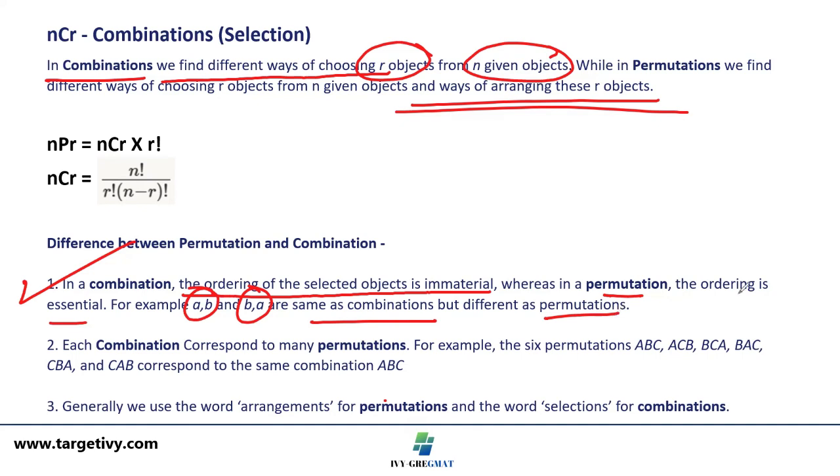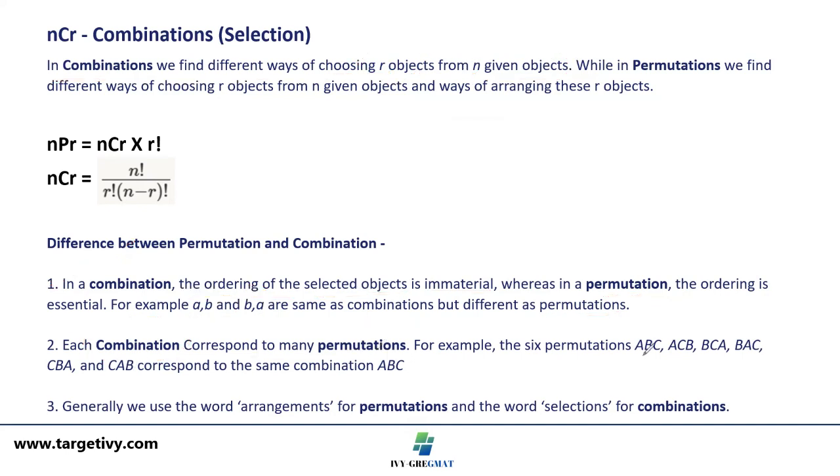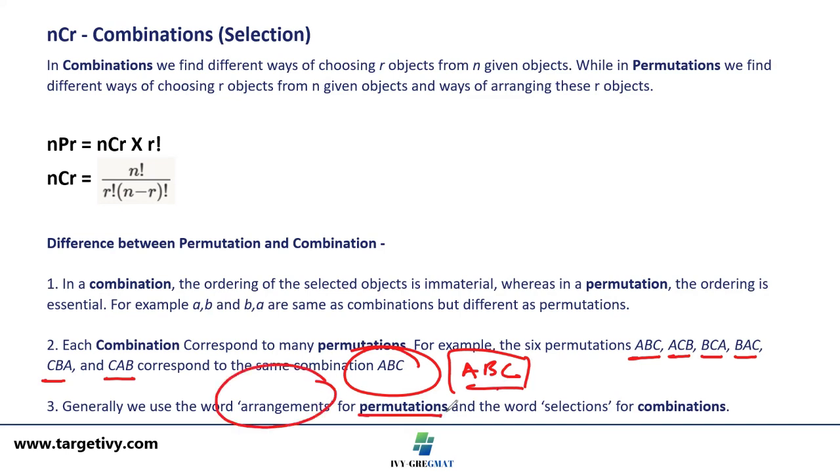So ordering is essential in permutation. In combination, it doesn't matter. Similarly, each combination corresponds to multiple permutations. For example, let's take this one: ABC, ACB, BCA, BAC, CBA, and all these are A, B, and C. Clear? Generally, we use the word arrangements for permutation and selections for combinations. Clean.